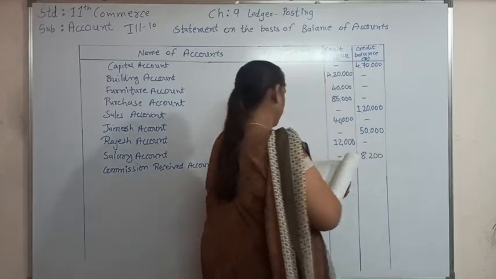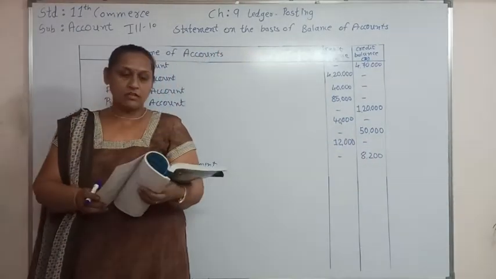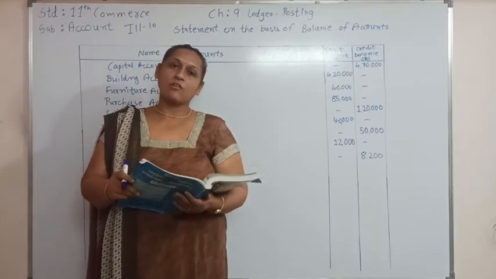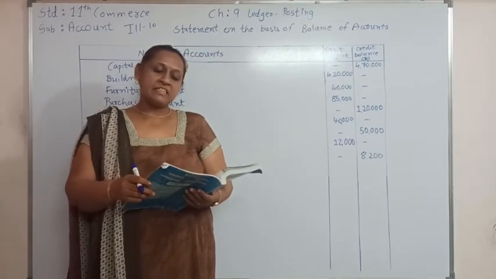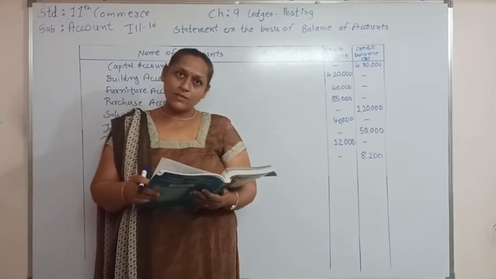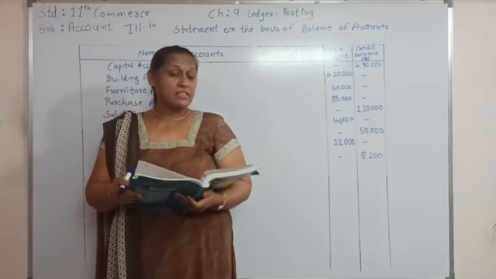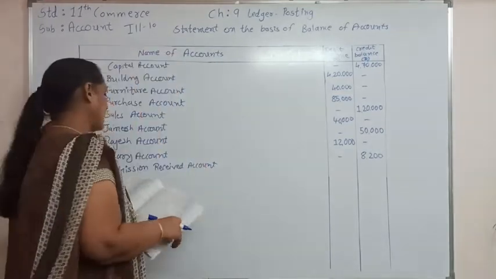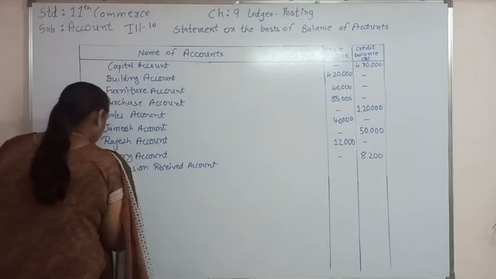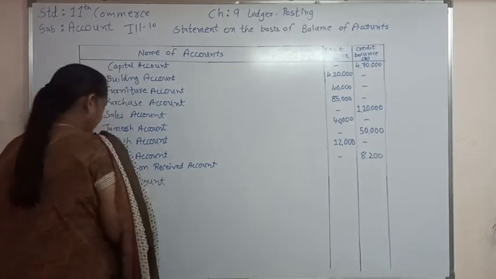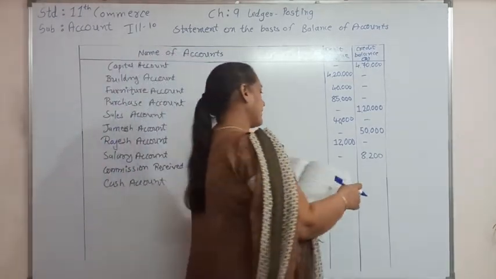Next is the cash account. So for the cash account we can see that the debit side total is 58,200 and credit side it is 20,000. So the difference is 38,200 and the debit side is more. So this balance is called a debit balance. Cash account has a debit balance of 38,200.